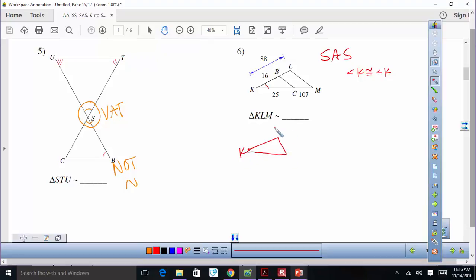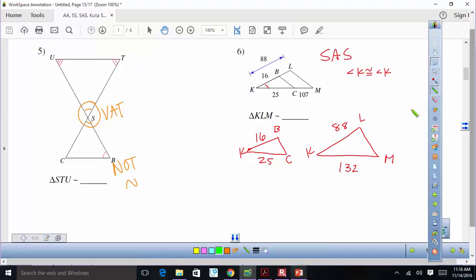So we're going to have K, B, C. K to B is 16. K to C is 25. Then we're going to draw our big triangle. What is K to L? 88. Okay, what about K to M? Yes, you would add 25 plus 107, which would be 132. Okay, perfect. Now, what side corresponds with 16? 88. So let's do that. 16 over 88. What does that give us? 5.5. Or you could leave it as a ratio. Okay, and then we have 25 over 132.